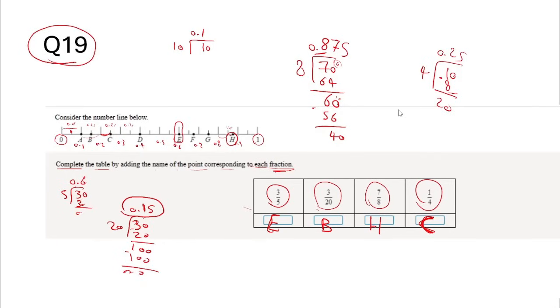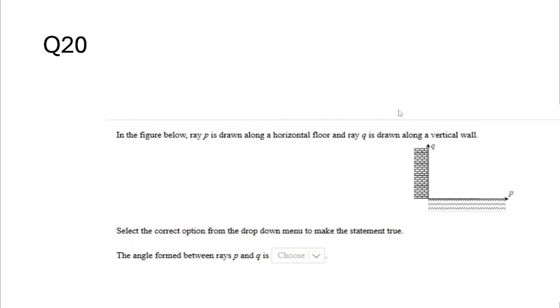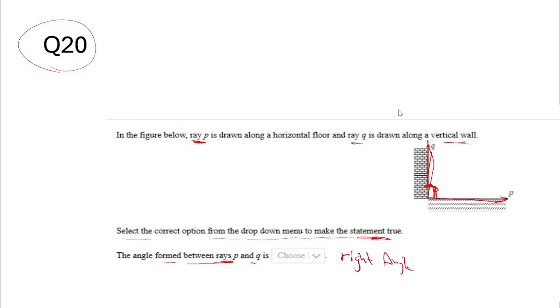Okay? Now, question number 20. Question number 20 is saying in the figure below, ray B is drawn along a horizontal floor, and ray Q is drawn along the vertical wall. Select the correct option from the drop-down menu to make the statement true. The angle formed between ray B and ray Q, the angle here, it's a right angle, right? Right angle is equal to 90 degrees.